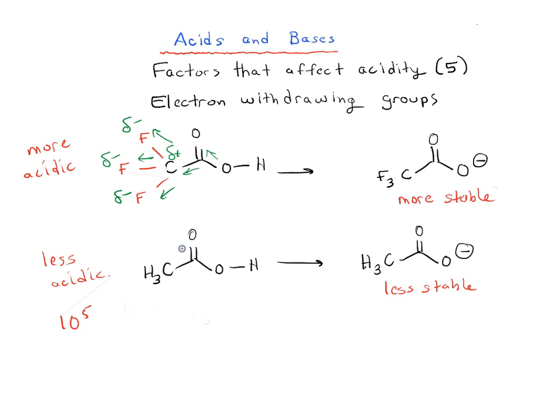So again, bottom line for this video is just that if we have neighboring electron withdrawing groups, these are going to help to stabilize the negative charge of the conjugate base, and therefore it's going to make our conjugate acid more acidic.